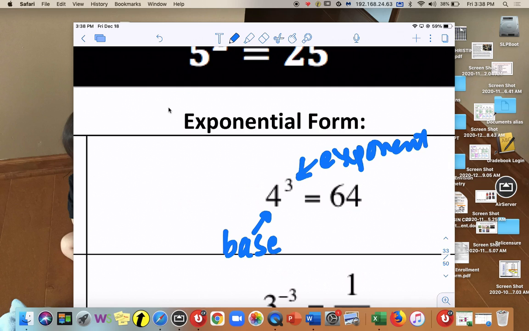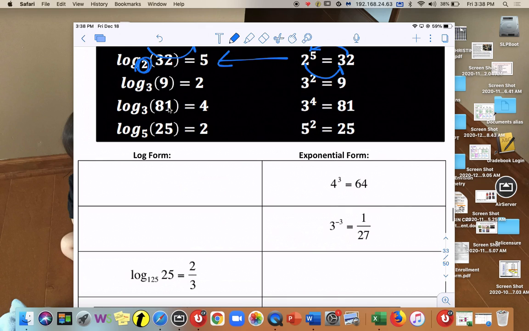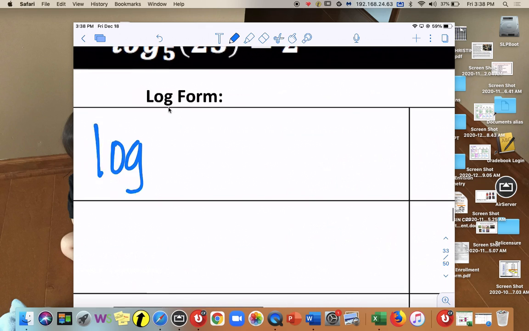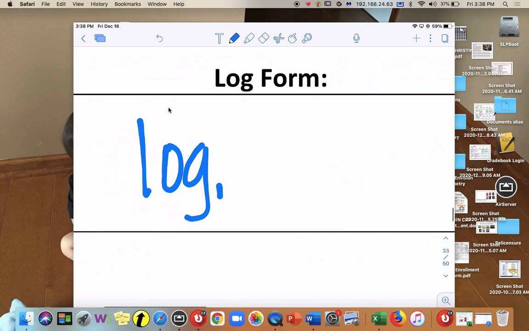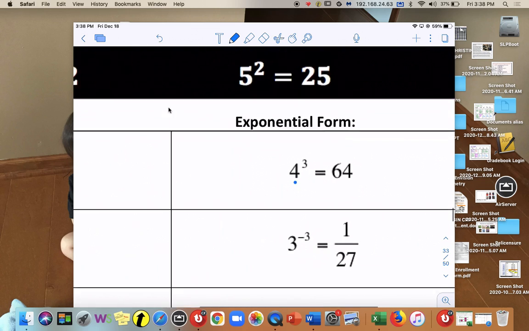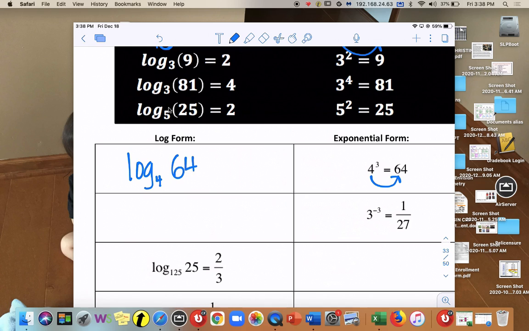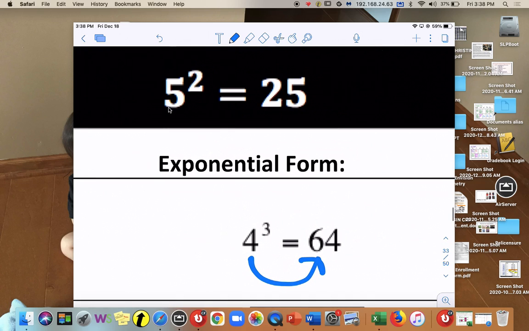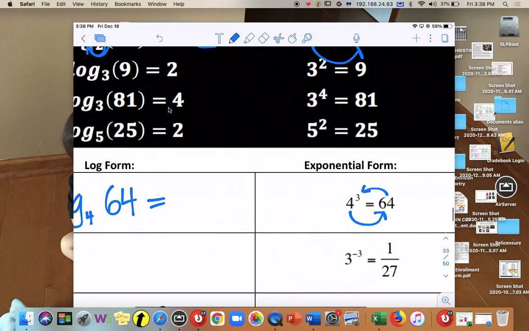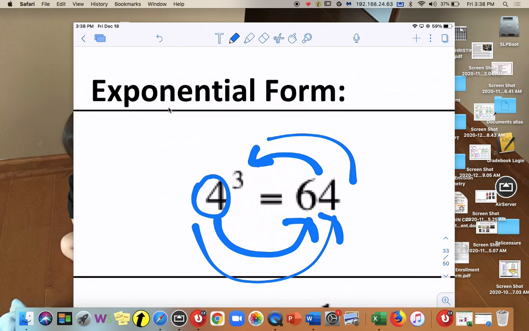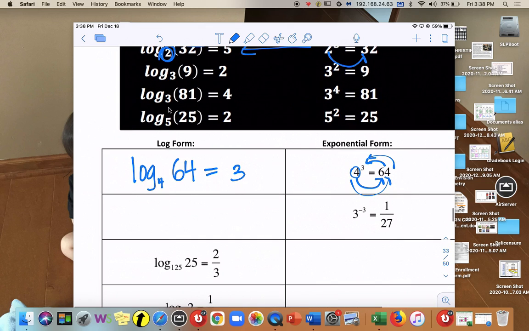So 4 to the third power equals 64. To write it in log form, it's really easy. We're just going to make a loop. We're going to say log, and we're going to start at the base. So the base is 4, and the base is a little number here in your log. So log base 4, and then we're going to make a loop of 64, and we write 64 big. Then we're going to put an equal sign, and we're going to write 3. So again, log base 4 of 64 equals 3 is how we write that out.